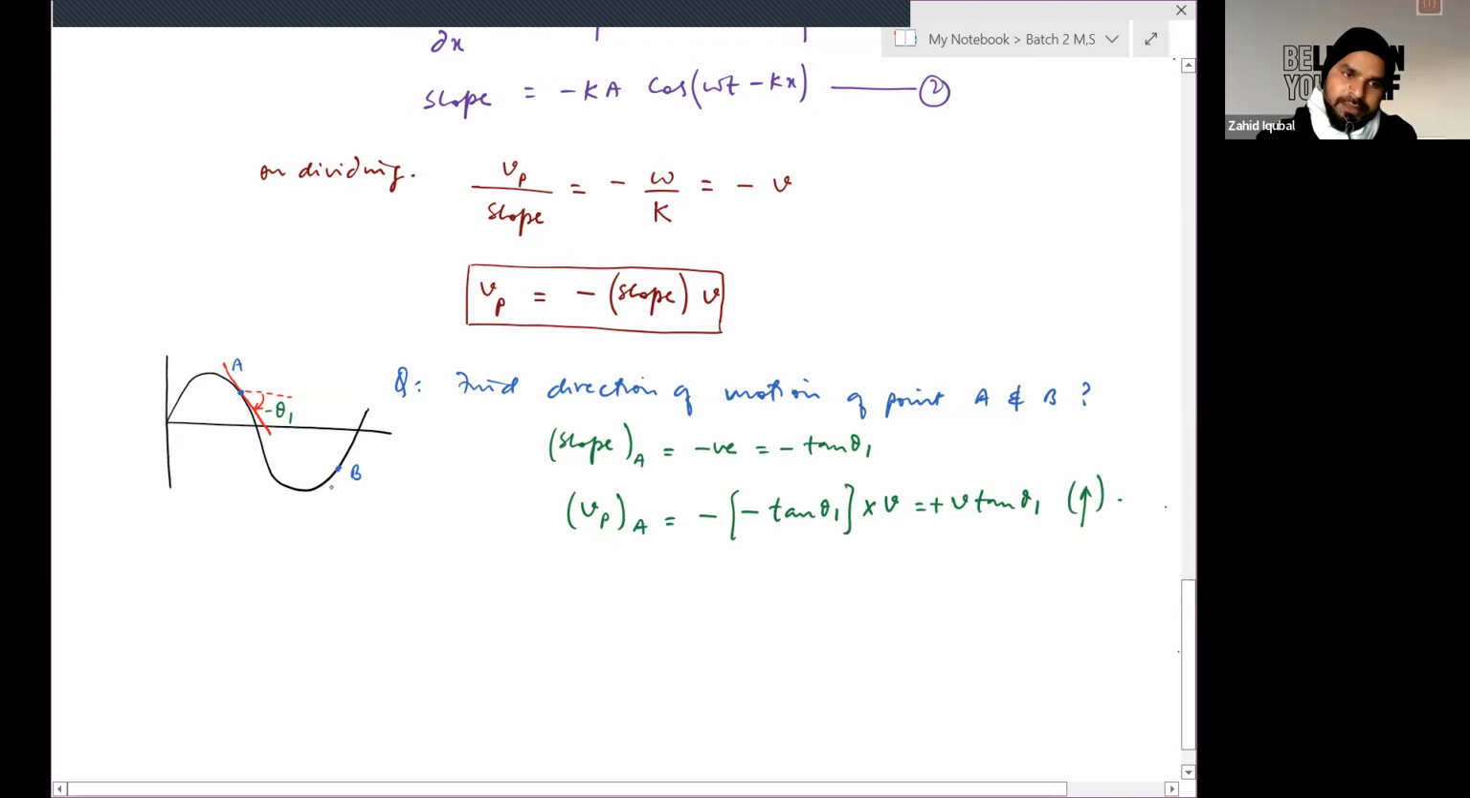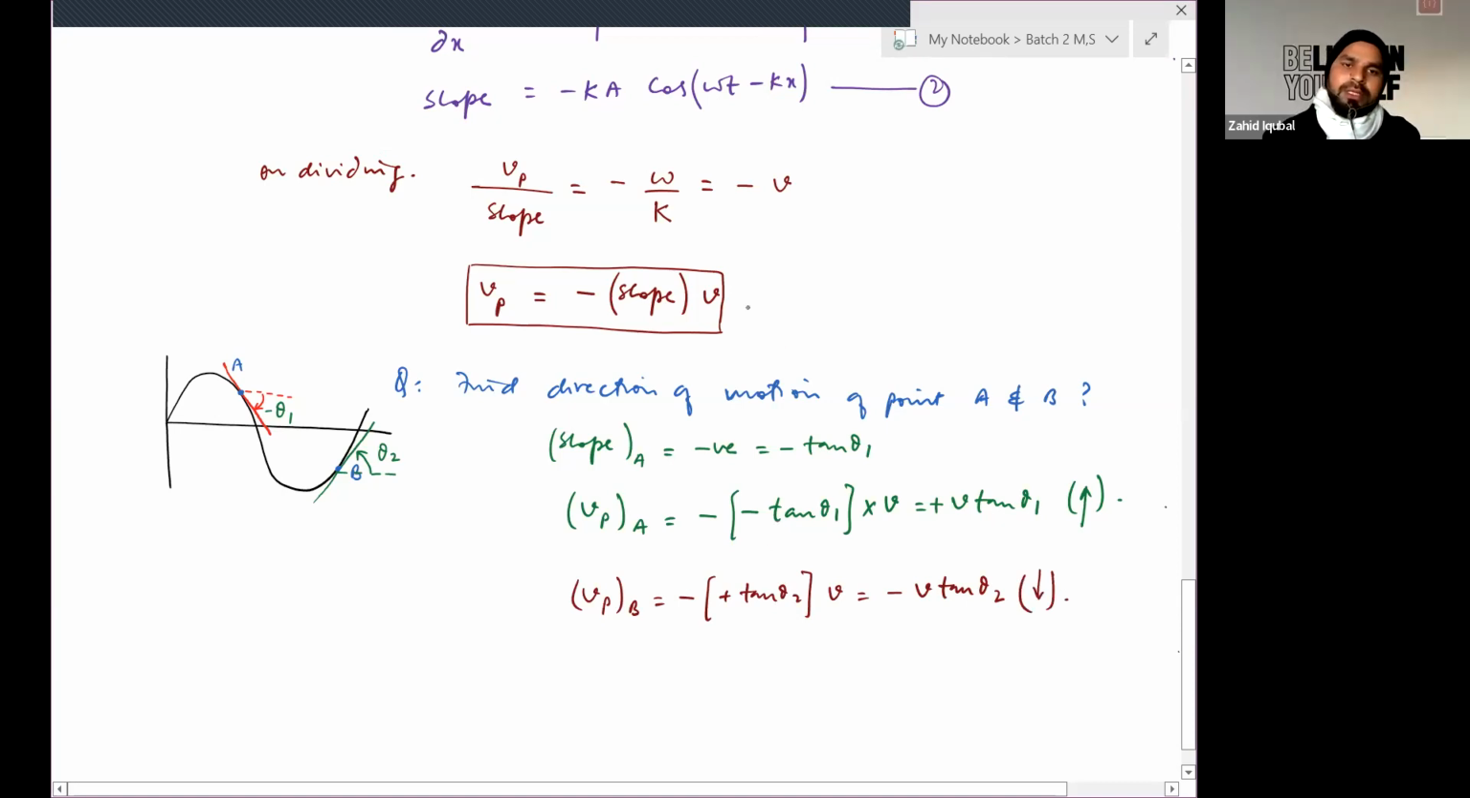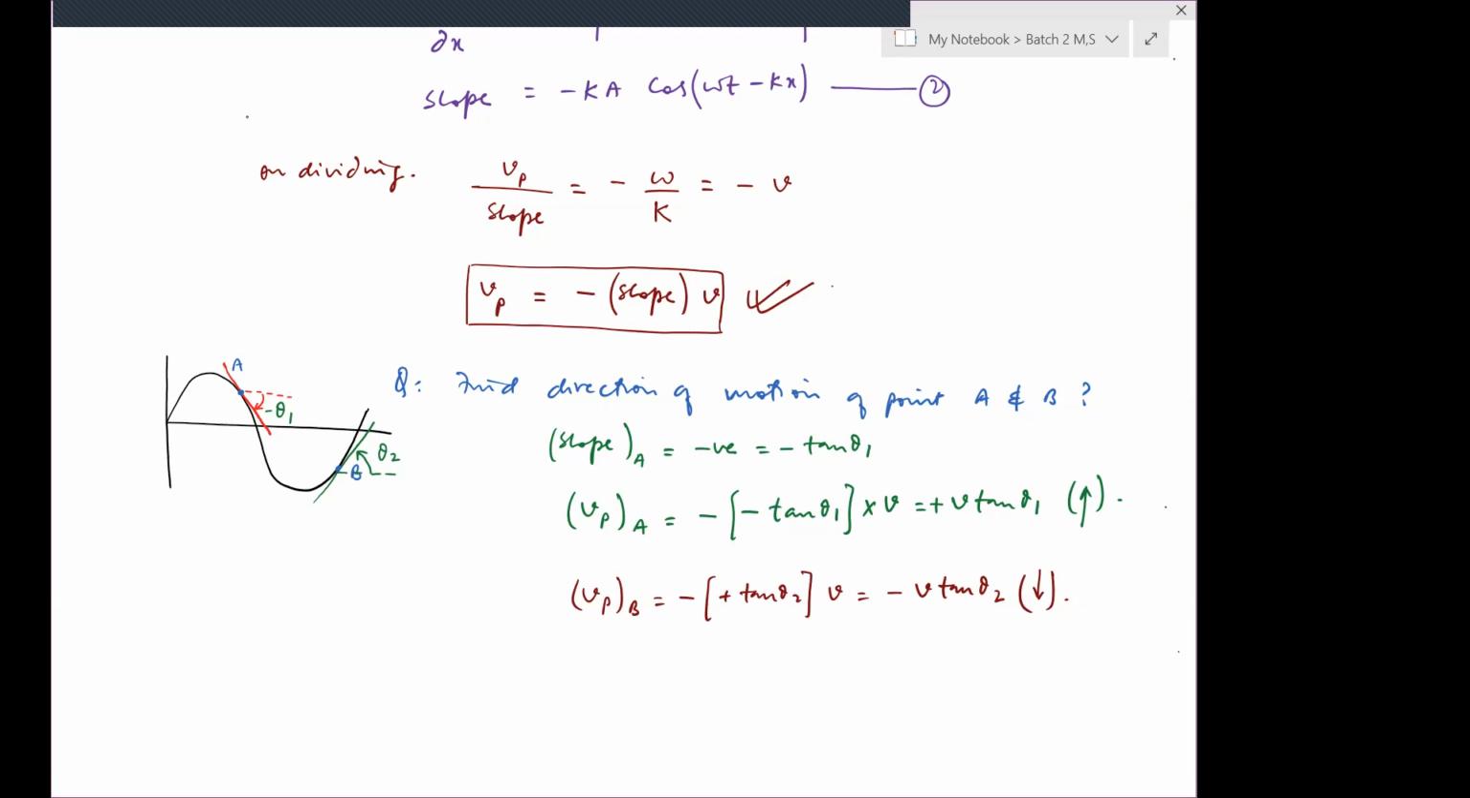Similarly, for point B, just draw a tangent to that point, draw a horizontal line, and define its inclination. Is it positive or negative? Positive. Good. So velocity of particle at point B is minus, slope is positive tan theta 2, multiplied by v. So you'll get minus v tan theta 2. So particle at point B must be going upward or downward? Downward. Good. So I defined these two different directions of oscillation only by the relation of particle velocity and wave velocity. Any doubt? No, sir. Okay, just write it down.